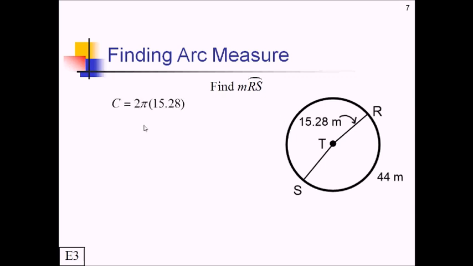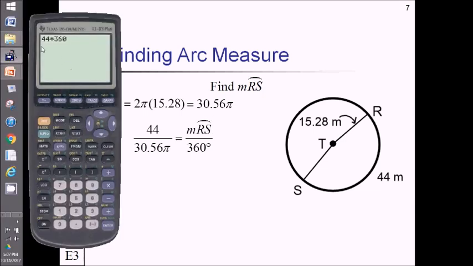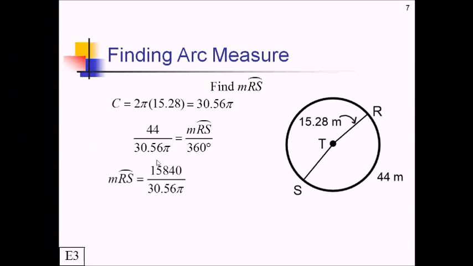but they did again give us the radius. So we can again do 2 pi r, in this case 2 pi times 15.28, which is going to be 30.56 pi. Setting up our ratio now, we can say 44 over 30.56 pi equals the mystery angle here over 360. And cross multiplying, actually we just have to multiply 360 to the top here, because then the measure of arc RS will be all by itself on the right side. So 44 times 360 gives us 15,840.